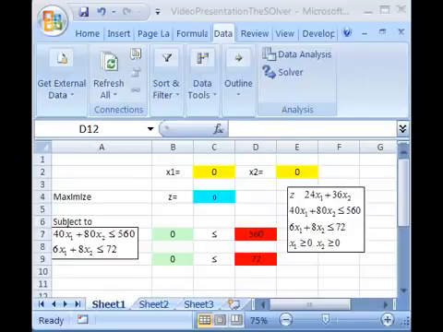You will start by setting up the equation. I've given you the equations over here on the right hand side. The maximization equation is 24x1 plus 36x2. The constraint is that 40x1 plus 80x2 must be less than 560, and the second constraint is that 6x1 plus 8x2 must be less than 72. The other constraints we won't use specifically, except in the options will show that they must be positive answers.